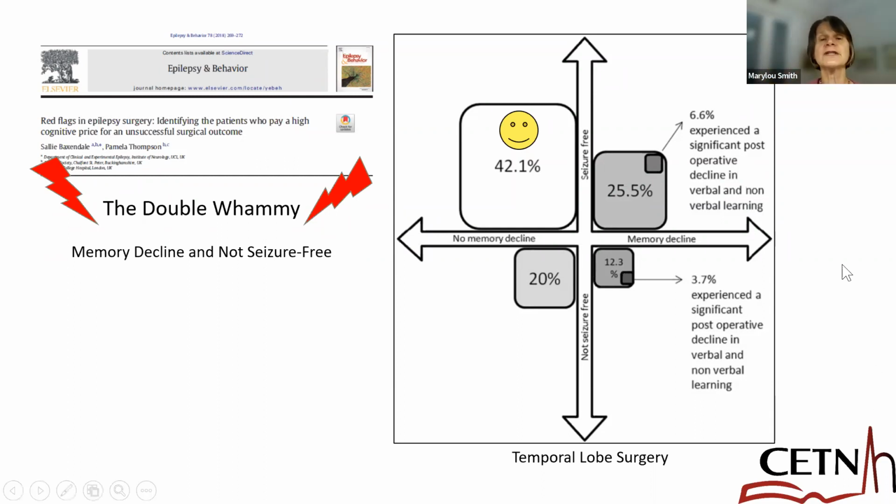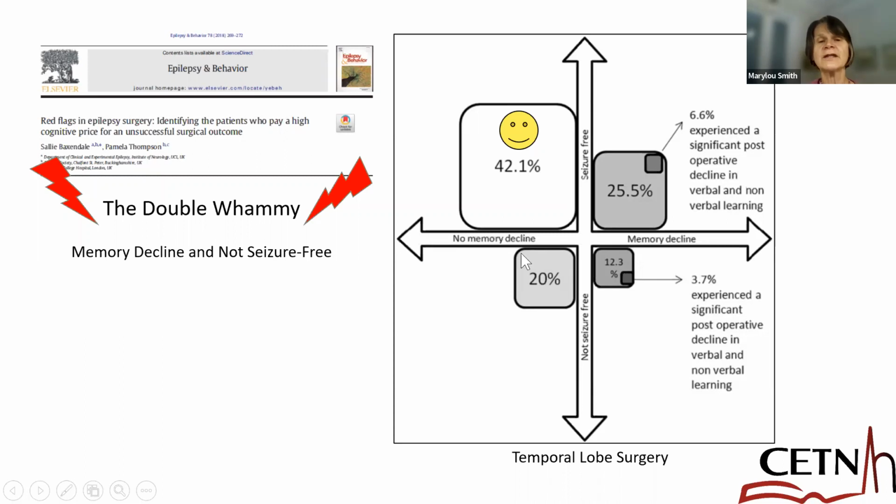So on the right here, you see these data from a large sample of patients who underwent temporal lobe resection. And it turned out that 42% had great outcomes. They had no memory decline and they were seizure-free.